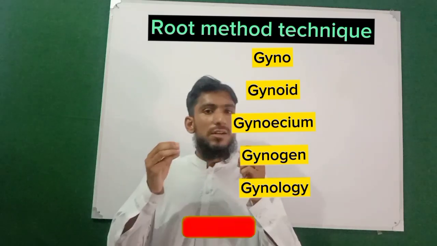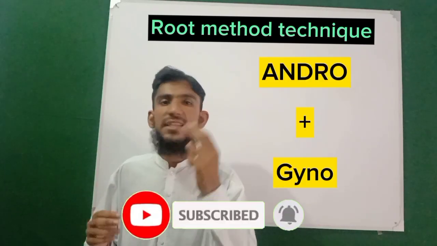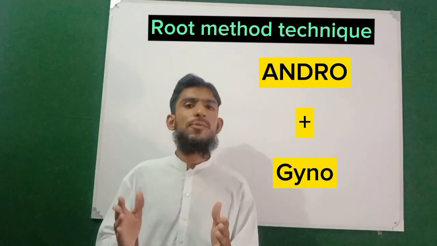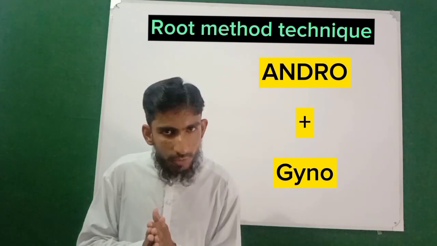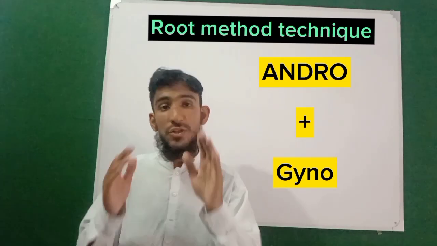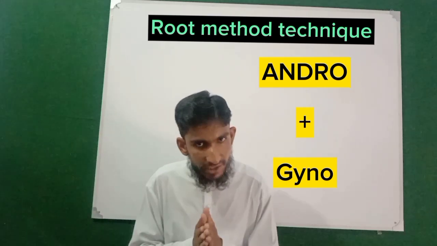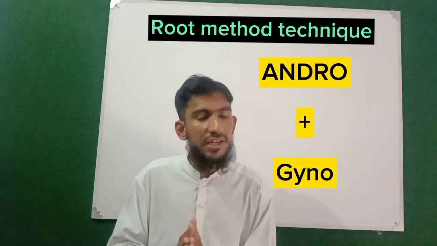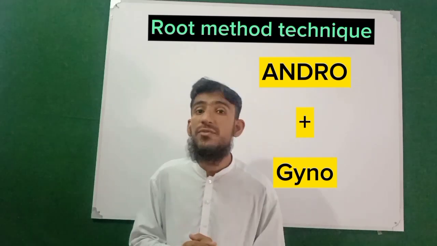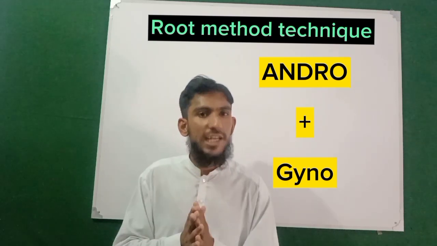You will memorize these two words, andro and gyno, as I made my promise, and I fulfilled my promise: through these 2 words you have learned 10 vocabulary words. So this is the root method technique. I hope you will enjoy it. From only 2 words you have learned about 10 vocabulary words. It's quite easy, quite astonishing, and a quite funny and engaging way.